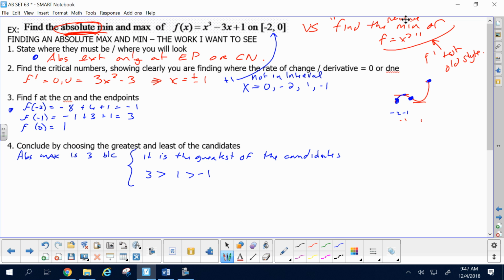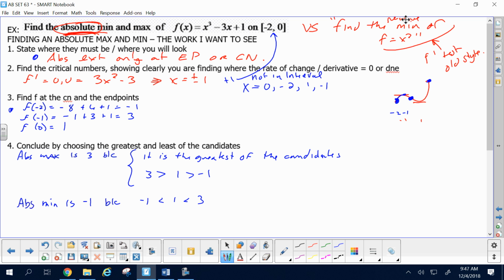So, what about the absolute min conclusion? The absolute min is -1 because it's either the least of the candidates or because -1 is less than all other candidates. Either one's fine. With me? Okay. So you state what you're going to find and where you're going to look. You find the critical numbers because those are interior min and max candidates. You find the y values at each possibility, and then you conclude based on the evidence.